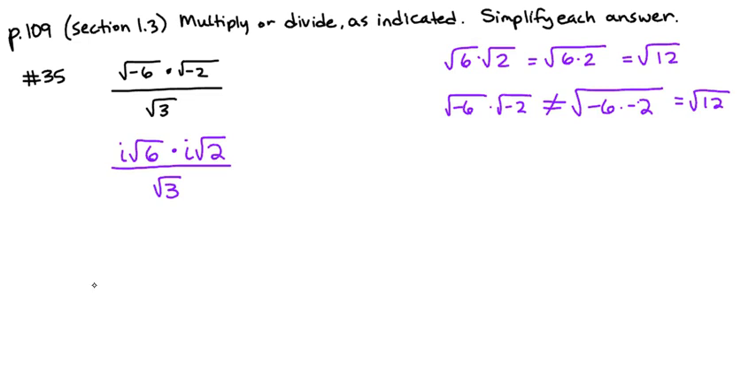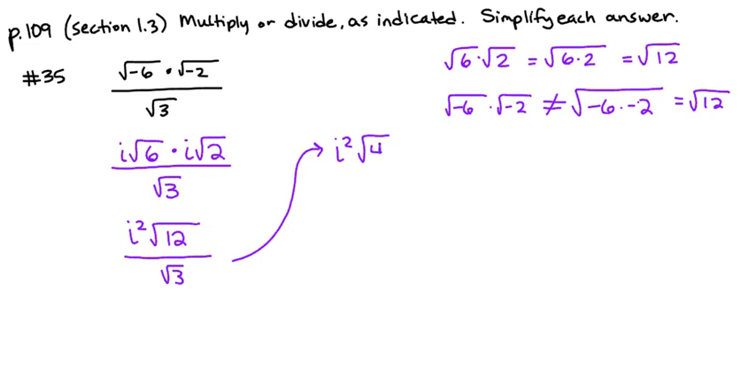i times i is i squared. Square root 6 times square root 2, now those are real, we can treat them like we normally would, that's square root 12 over square root 3. You can reduce square root 12 over square root 3, that will be square root 4. Now we have i squared times square root 4.